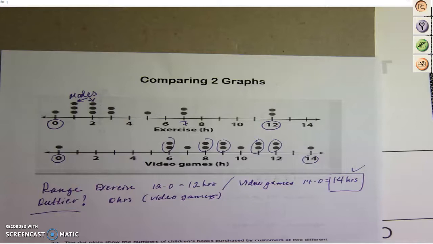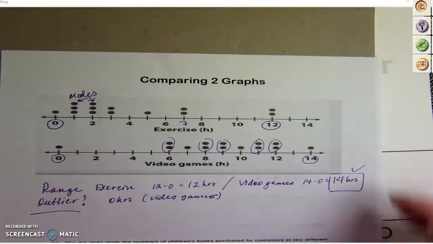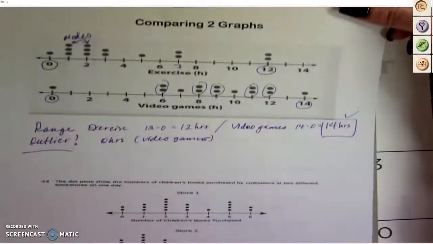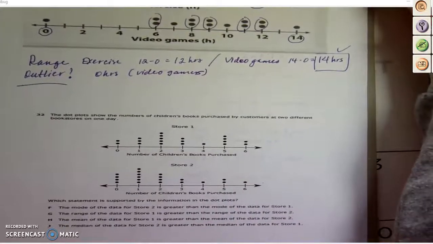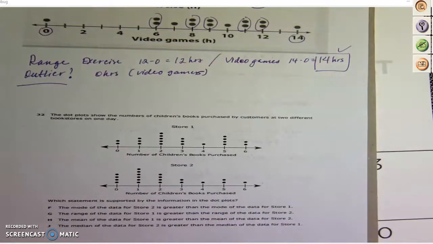Again, it is okay to have more than one mode, and you could be asked to compare which graph has a greater mode or which graph has an outlier. What is that outlier? So let's take a look at one of the examples. So this was borrowed from a test. And so here they're giving you several statements to compare. So we have the number of children's books purchased in different stores, store 1 and store 2.